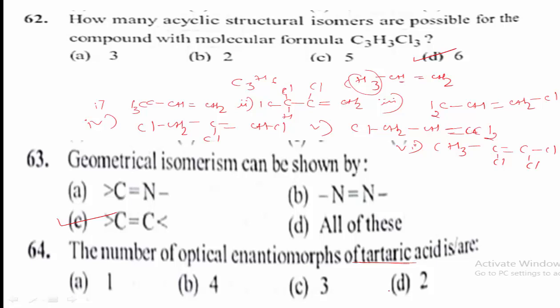You already know what an asymmetric carbon atom is. That carbon atom is surrounded by four different groups. In such cases, optical enantiomers are observed. The number can be calculated by using one formula. Before going to the formula, first you write the structure of tartaric acid here.